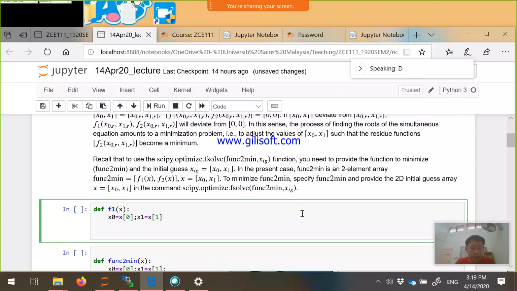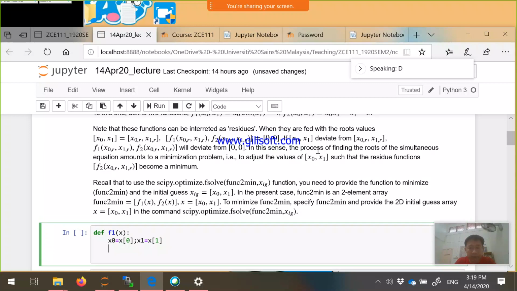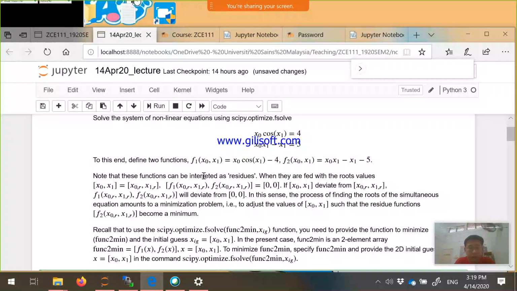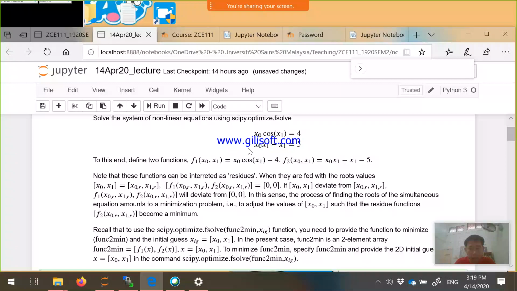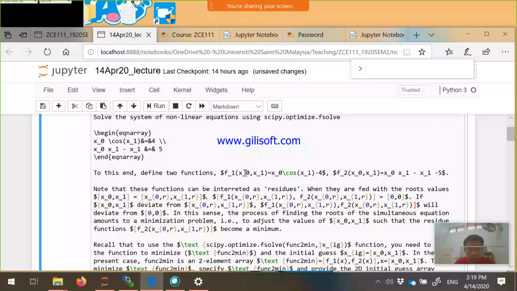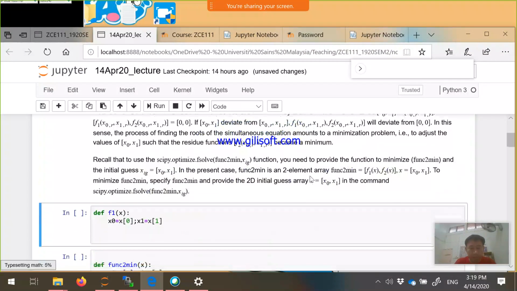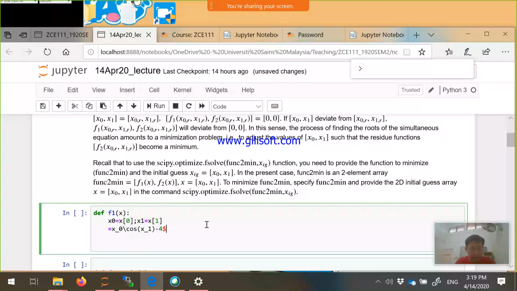So what is f1? F1, according to our definition, is a function which is x0 cos x1 minus 4. I'm going to define my x0. Let me copy this, it will be easier for me to just copy this. x0 like this. So I'm going to define the function here. Return x0 multiplied by cos of x1 minus 4.